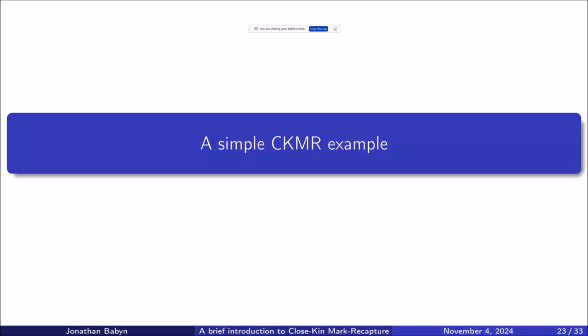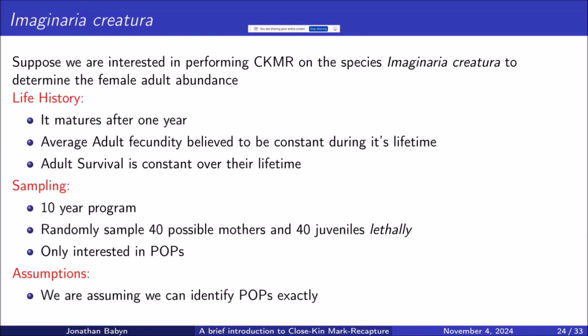example. So I created a little simulation as well as model and data for this imaginary creature that I made up, and we want to estimate the female abundance. The main reason that it's just the female abundance is that it makes it simpler for the example that we're doing here.